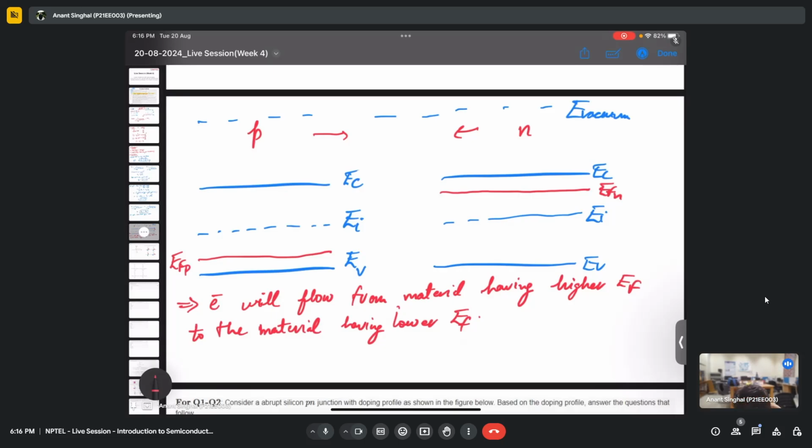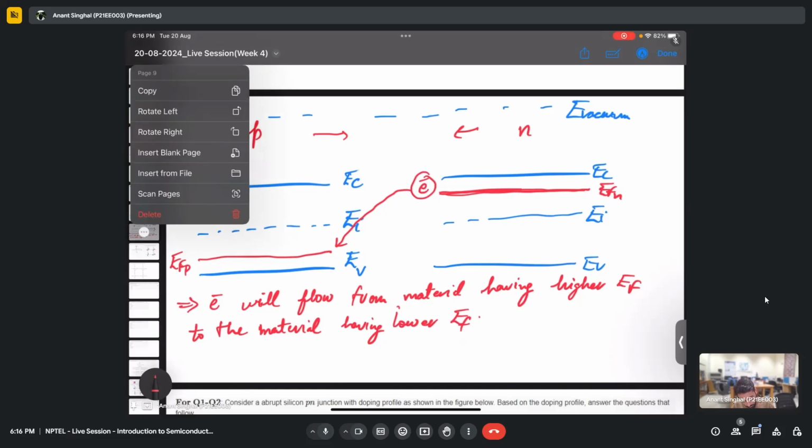If I have a P type material and an N type material, the N type material has a higher Fermi level. So all the electrons will travel from the higher Fermi level to the lower Fermi level. Is it clear what I'm trying to say here? Please respond if it is clear. Yes, sir.